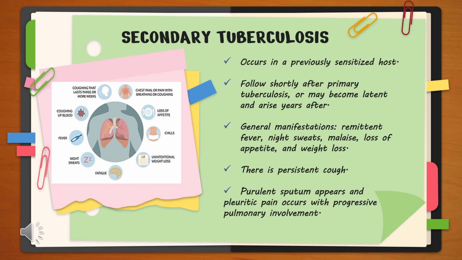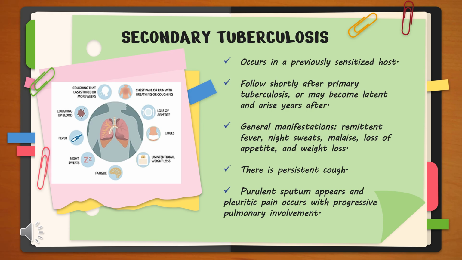Secondary tuberculosis, on the other hand, occurs in a previously sensitized host. It can follow shortly after primary tuberculosis or may become latent and arise years after, especially when host resistance is weakened or compromised.